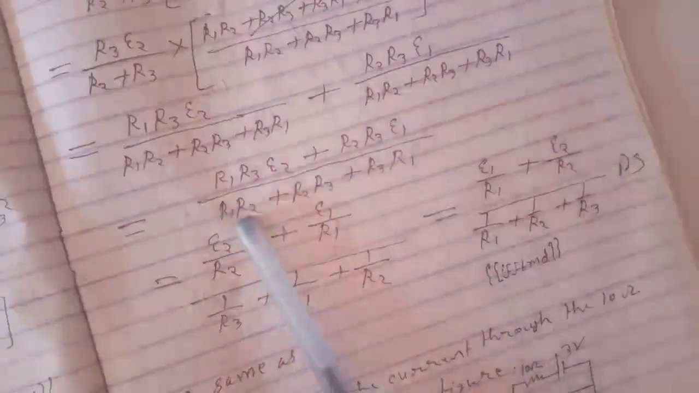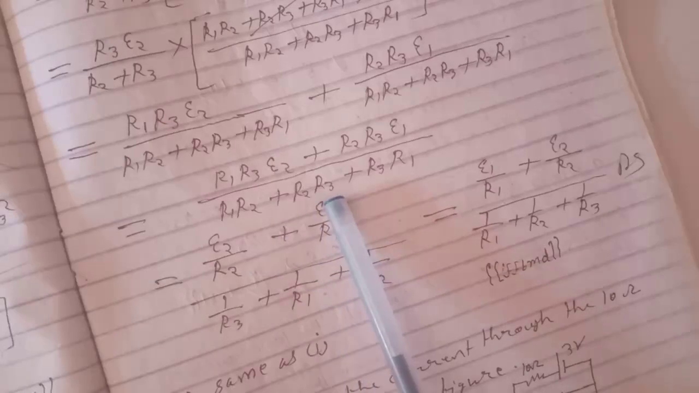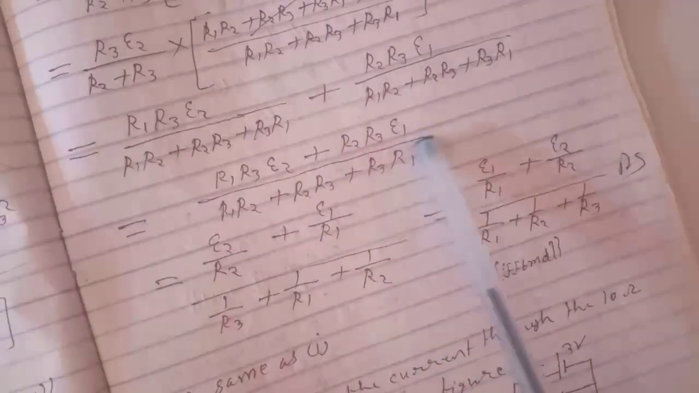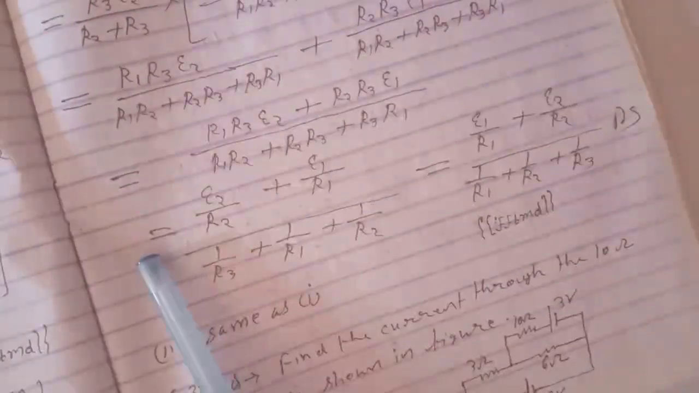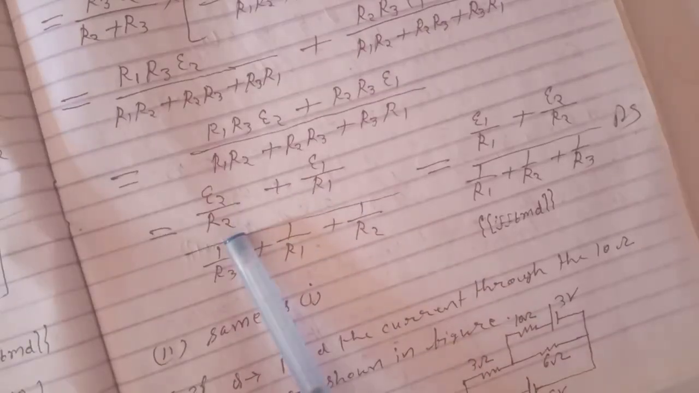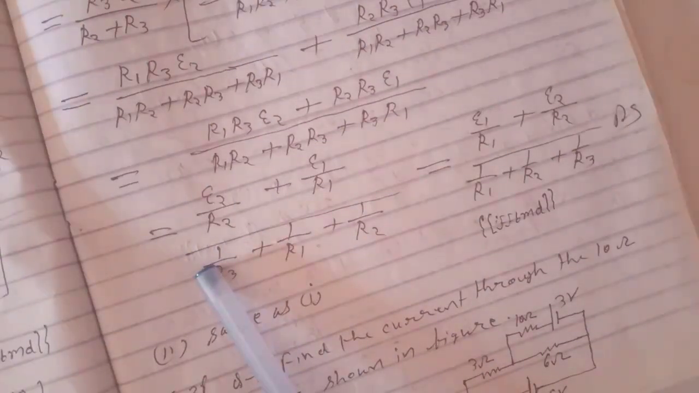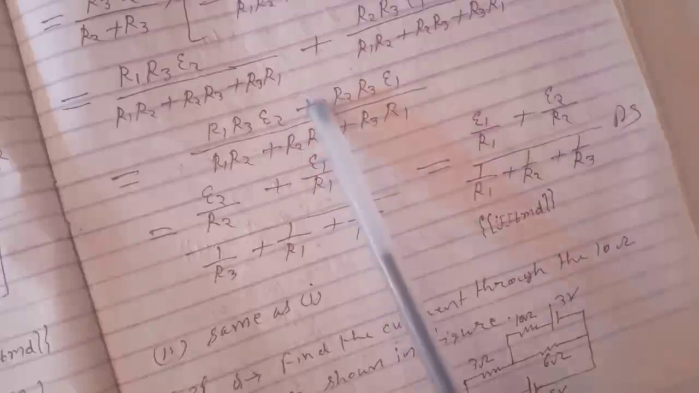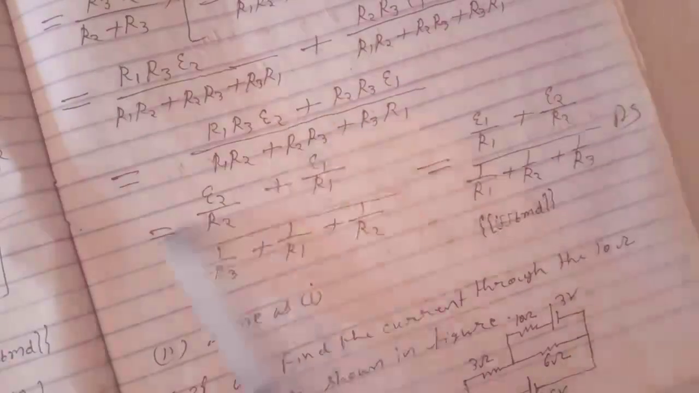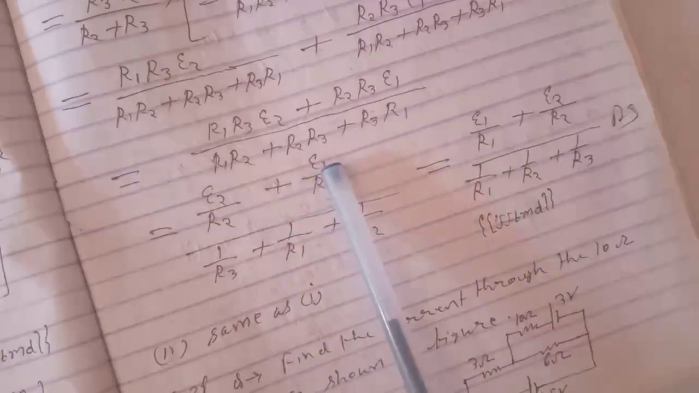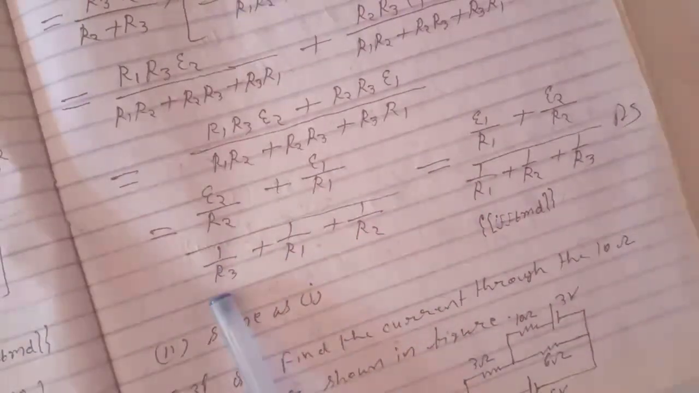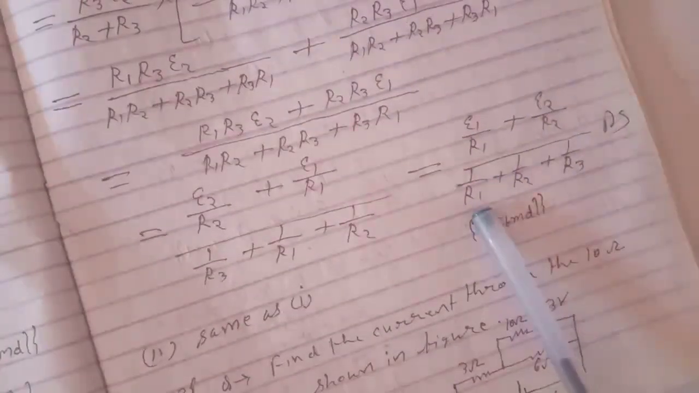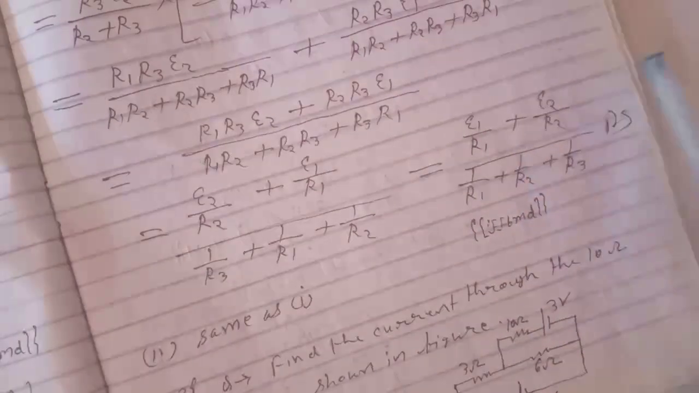So finally taking LCM, we have R1 R2 plus R2 R3 plus R3 R1 equals R1 R3 into E2 plus R2 R3 into E1. This can also be written as E1 by R1 plus E2 by R2, divided by 1 by R1 plus 1 by R2 plus 1 by R3, after dividing by R1 R2 R3 on both the upper side and lower side.